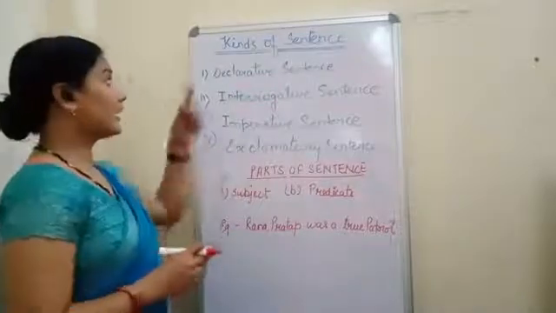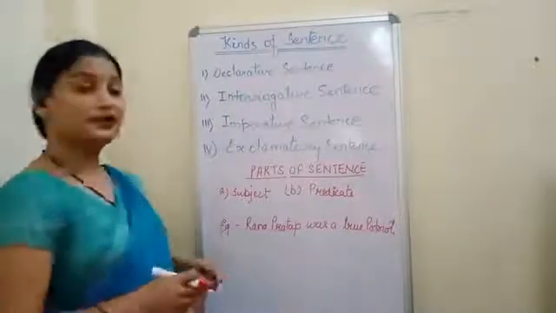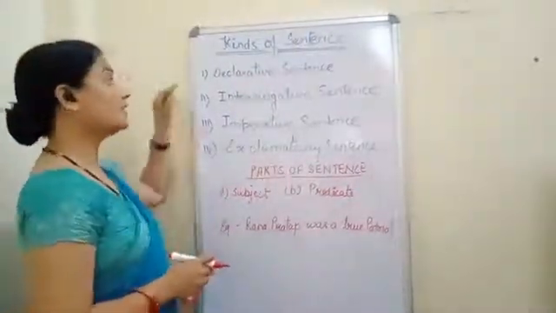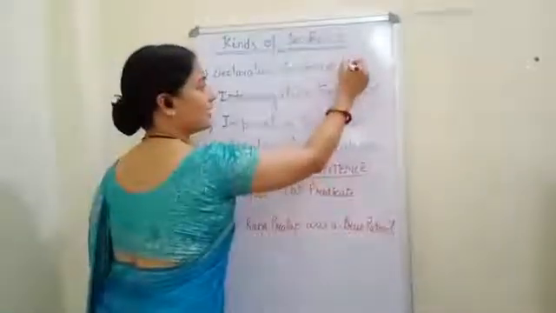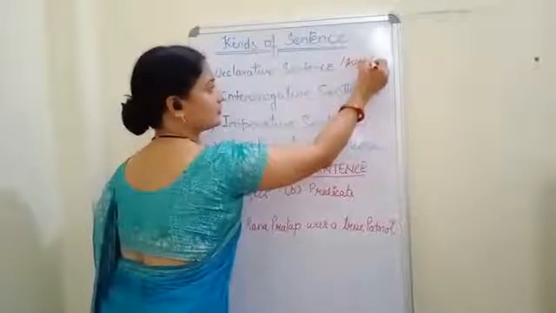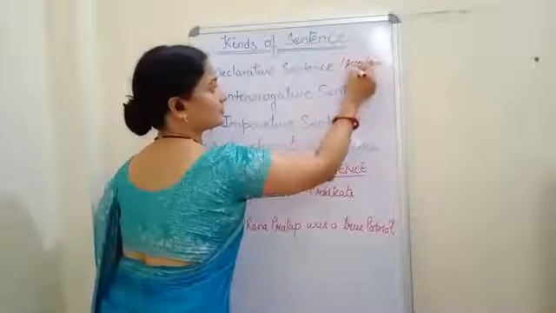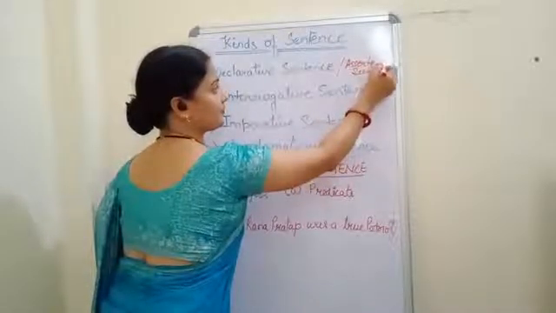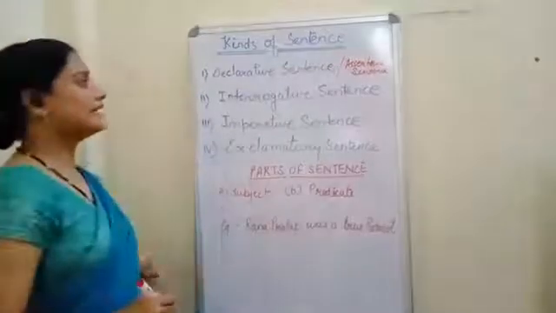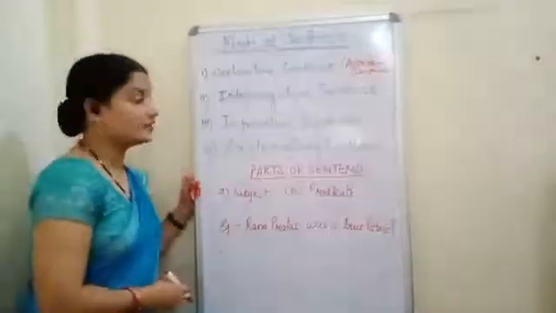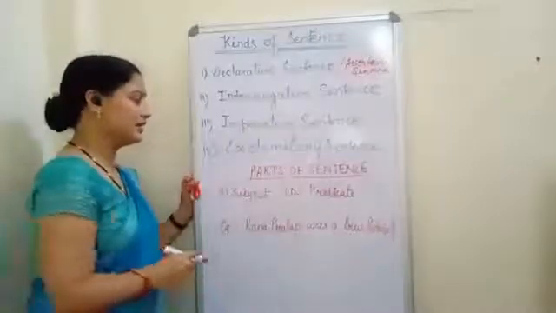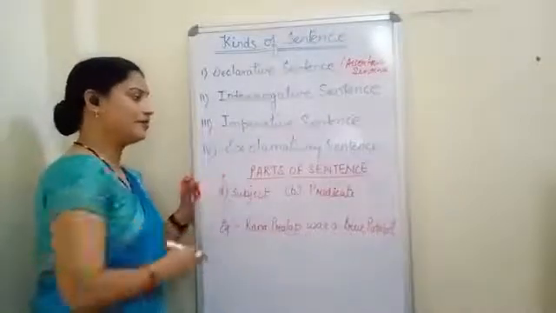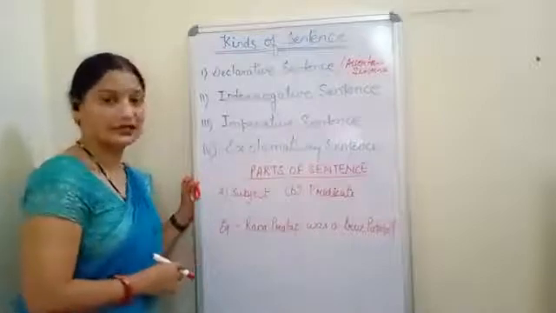Now see kinds of sentence. The first kind of sentence is the declarative sentence. It is also called the assertive sentence. Okay. The second kind is the interrogative sentence. Third is the imperative sentence. And the fourth type of sentence is the exclamatory sentence.